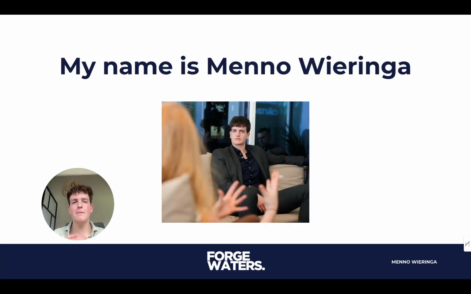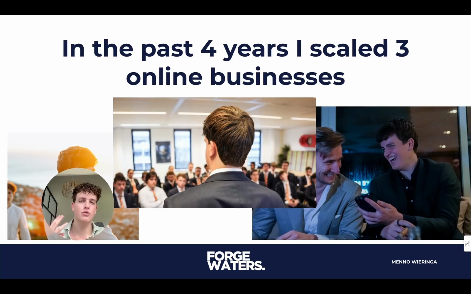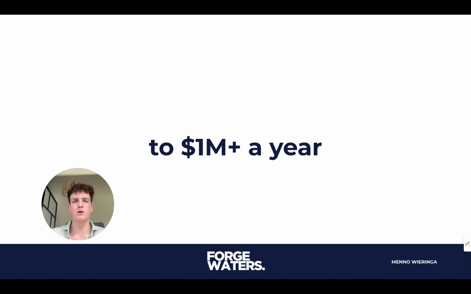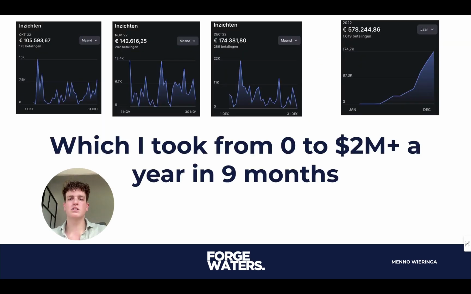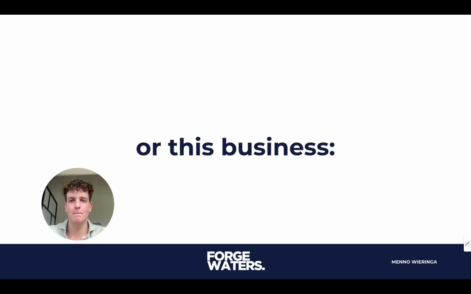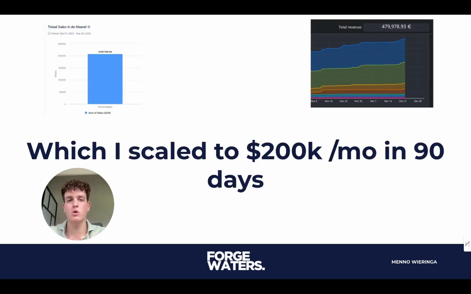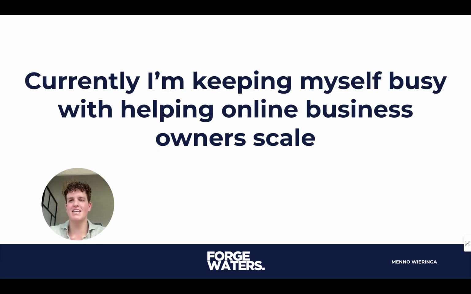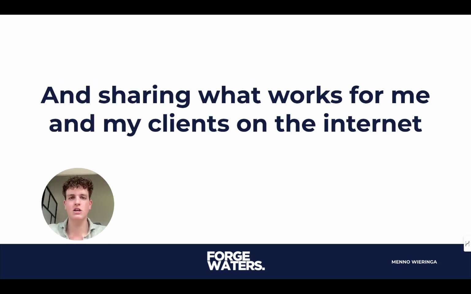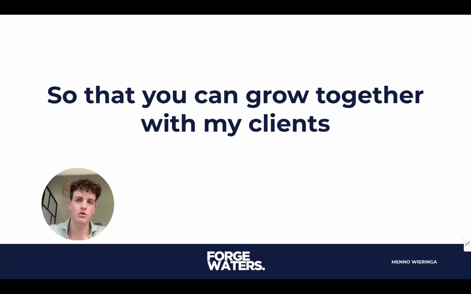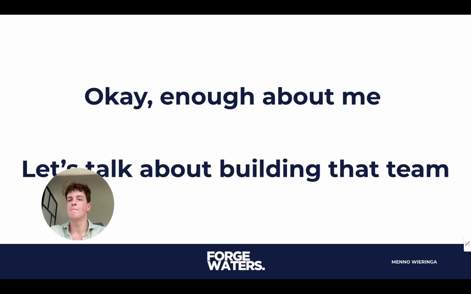But who am I? I am Menno Wierenga. In the past 4 years, I scaled 3 different online businesses to over $1 million a year. For example, this one who scaled from 0 to a run rate of over $2 million a year in just 9 months, or this business who took from 0 to 200K a month in just 90 days. And currently I am keeping myself busy with helping online entrepreneurs like you scale and sharing what works for me and my clients here on the internet so that you can grow together with my clients. Okay, enough about me. Let's start talking about building that team.